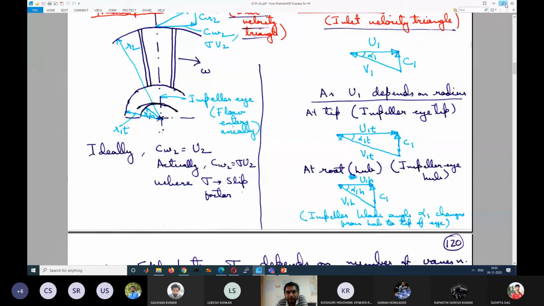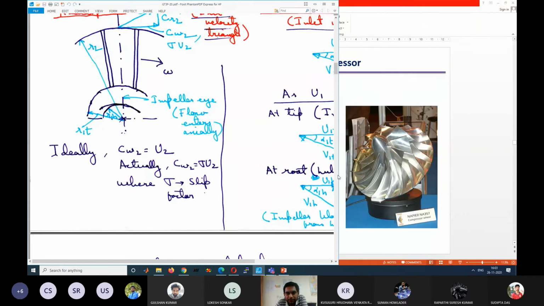So what we will do, I will just now reduce the size. Sir, can you explain the wheel component, sir? I don't understand.